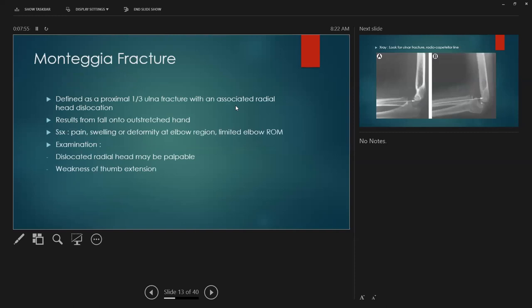Next is Monteggia fracture. It is defined as a proximal third ulna fracture with associated radial head dislocation. It actually results from a fall onto an outstretched hand. So for signs and symptoms, the patient will have pain, swelling, deformity at the elbow joint, and limited elbow ROM. For the examination, you might be able to palpate a dislocated radial head. The main thing is we have to see whether there's any weakness of your thumb extension, because this is to check whether there's any posterior interosseous nerve injury.